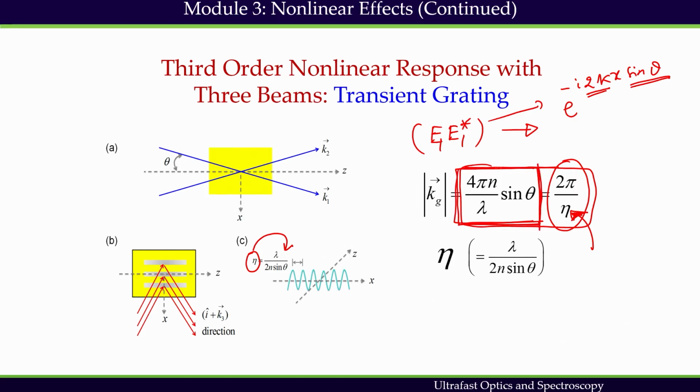But for that wave vector, I have the wavelength to be eta. Eta is the variation of the intensity. So eta can be written as lambda by 2n sine theta. This is the spacing of the periodic variation of the spatially varying field, and that's exactly the spacing between the excited state species and the ground state species, or the grating spacing in the transient grating created by the interaction of two identical beams.